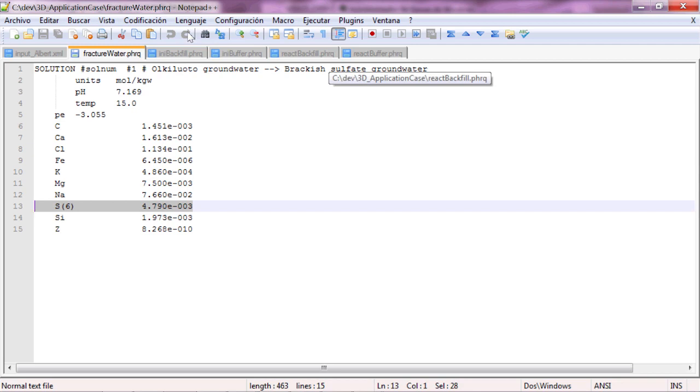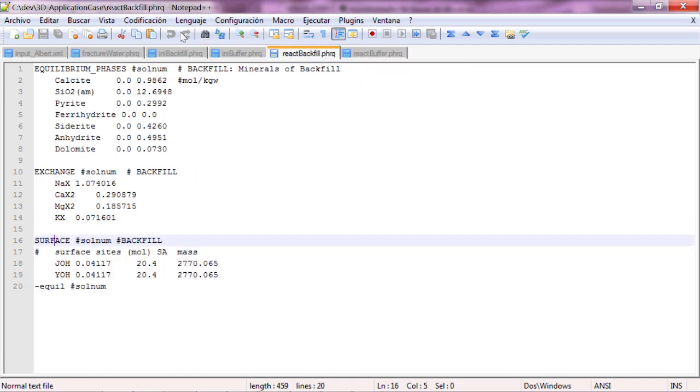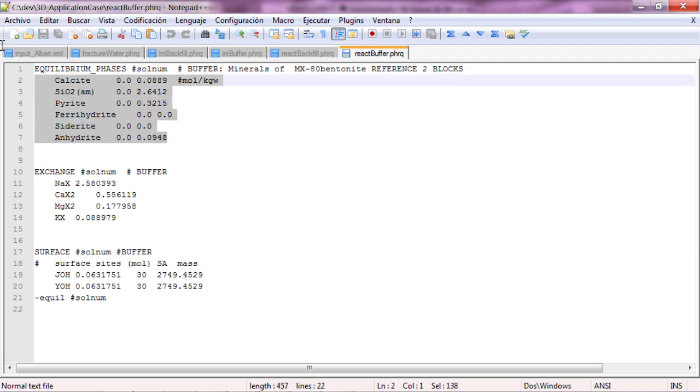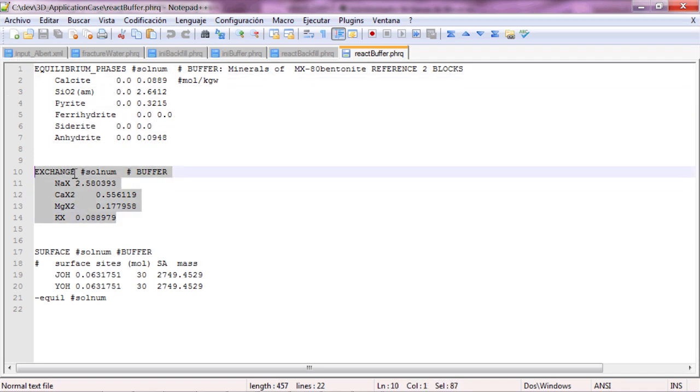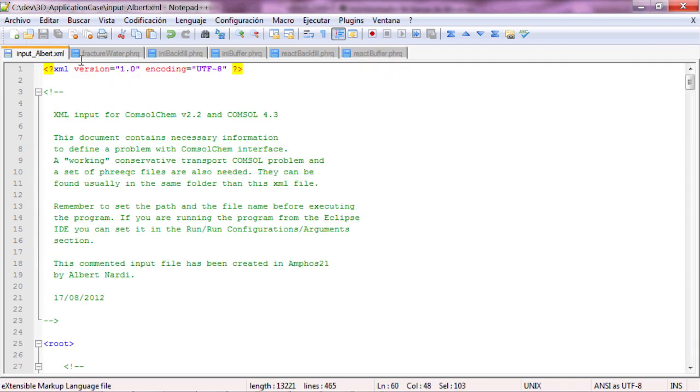To describe the geochemical reactions which may occur at each domain, we need two files. One file for the buffer domain and another one for the backfill area. Here we can see the reactions present in the buffer domain. We find reactions in equilibrium, cation exchange, and surface complexation. Once we have these files ready, we can prepare the input file required by the COMSOL-PhreeqC interface.